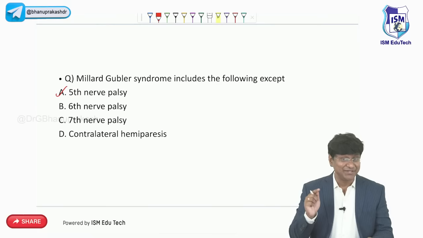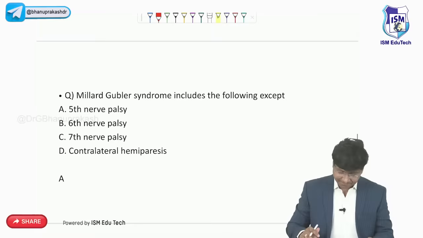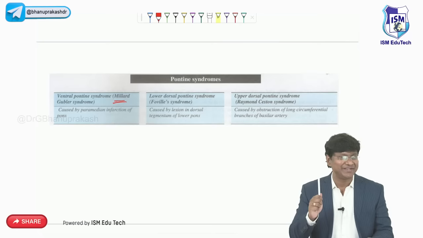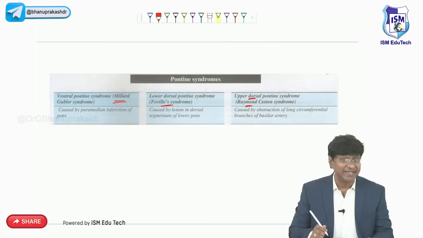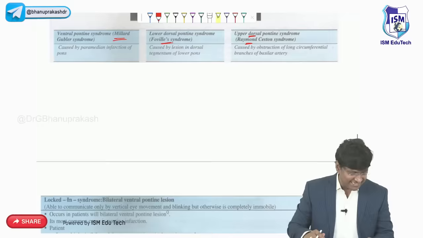And you should know the names of the pontine syndromes. So these are the pontine syndromes. Number one, Millard-Gubler syndrome, where there is involvement of 6, 7 and corticospinal tract. Then lower dorsal pontine syndrome is Foville syndrome. And then upper dorsal pontine syndrome will be Raymond-Cestan syndrome. And one more pontine syndrome we have, that is the locked-in syndrome.